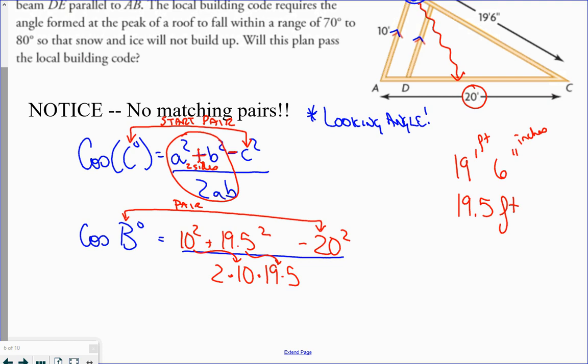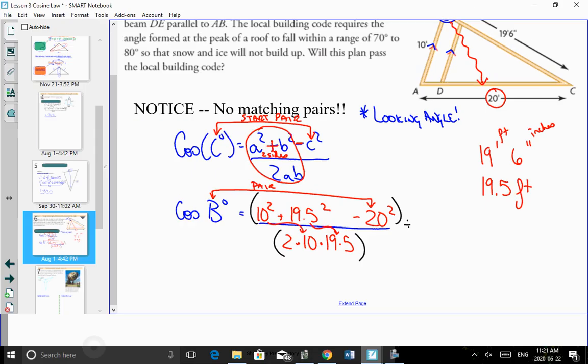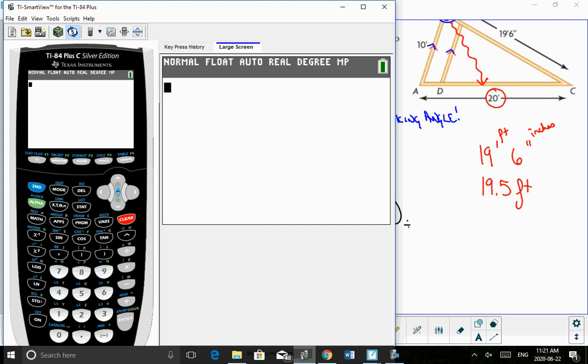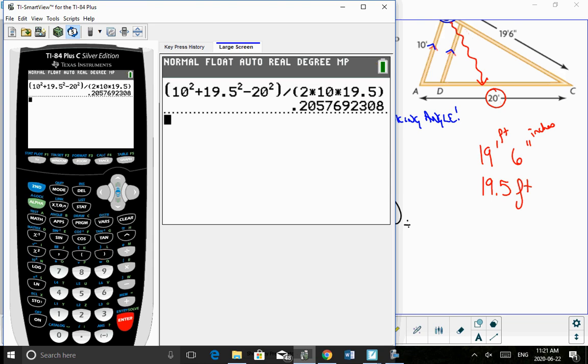On my calculator, you have to remember to put this whole thing in brackets, then go divide by, and then put this whole thing in brackets. So let's see how this looks here. I'm going to go bracket 10 squared plus 19.5 squared minus 20 squared, and then divided by, and then bracket 2 times 10 times 19.5. Finish off that bracket. Now, the angle is obviously not 0.20.